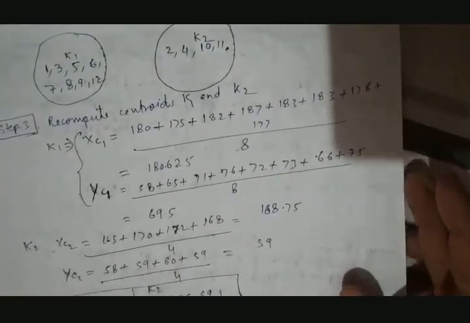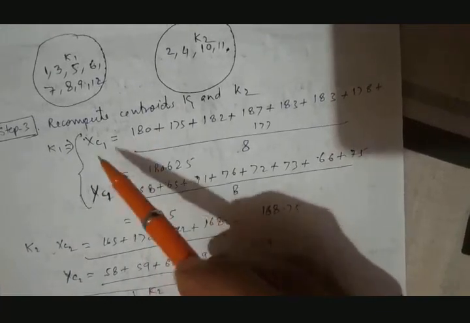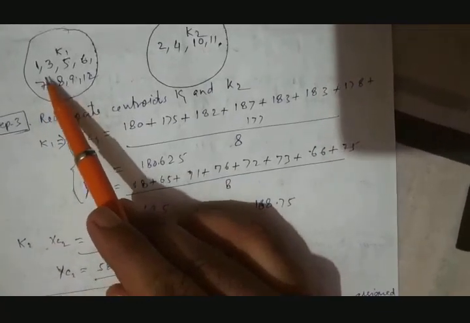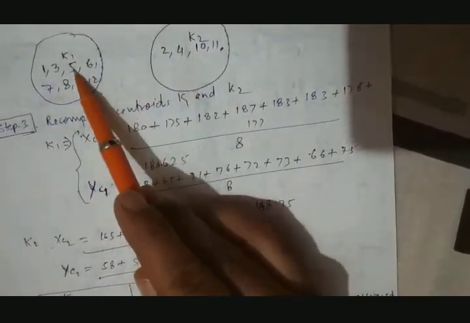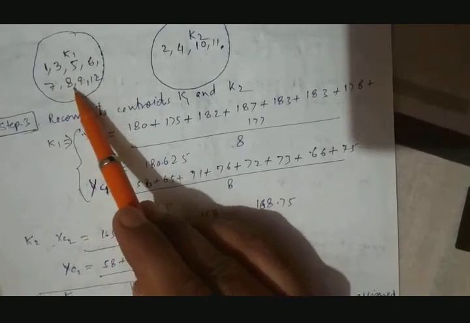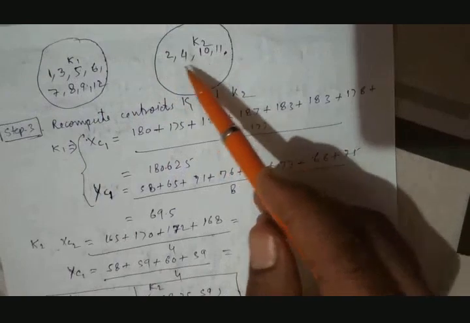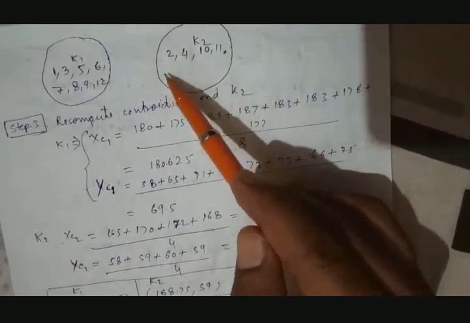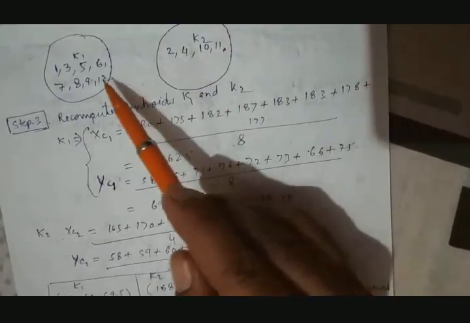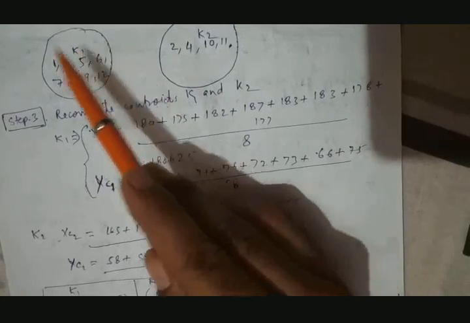Now just see how our clusters look after iteration 1. In iteration 1, in cluster K1 we have how many data points? First and second we already know. Now third, fifth, sixth, 7, 8, 9 and 12 will be in cluster K1, and the remaining 4, 10, 11 will be in cluster K2. So 4 data points are in cluster K2 and 8 data points are in cluster K1.